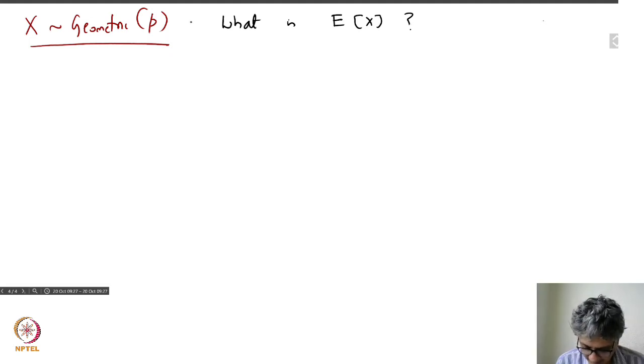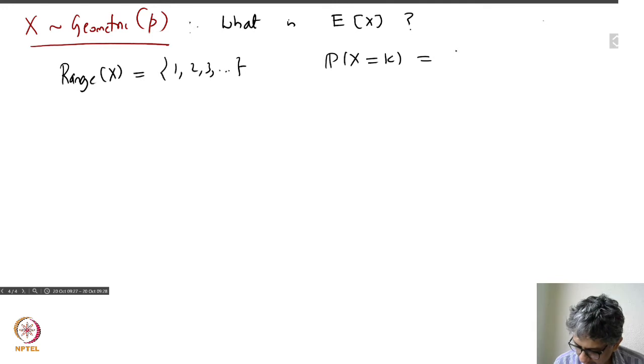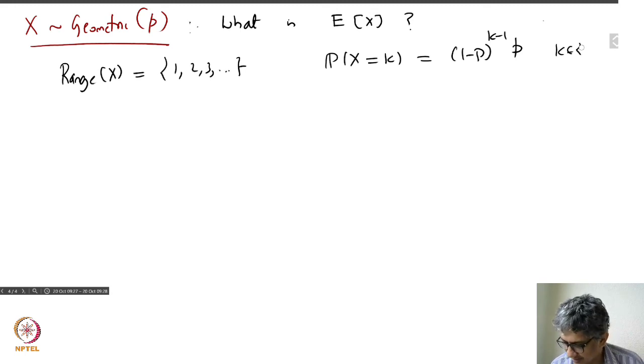We already saw that for x uniform, we know how to compute it because it's a finite set. Sum is finite. So geometric. Let me just walk you through the computation. So what does geometric mean? Range of x is 1, 2, 3, and so on and so forth. The distribution of x is what? The probability that x is equal to k is just, you'll have k minus 1 failures, and at the last, kth trial, you have success. This is for any k in the range of x.